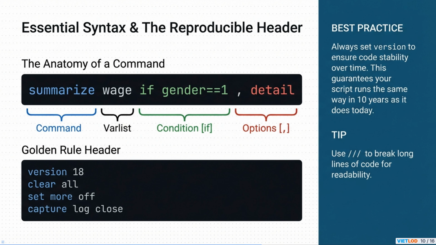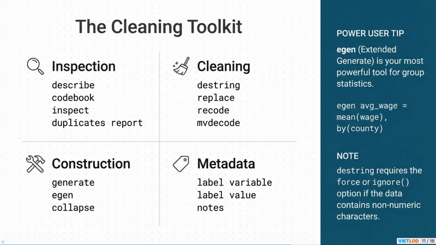To ensure reproducibility, every Stata script should begin with a golden rule header. This includes setting the version to lock in the syntax, clear all to start with a clean slate, set more off to prevent pauses, and capture log close to manage log files. This is a best practice to always set the version to ensure code stability over time, guaranteeing your script runs the same way in 10 years as it does today. As a tip, use 3 slashes to break long lines of code for better readability.